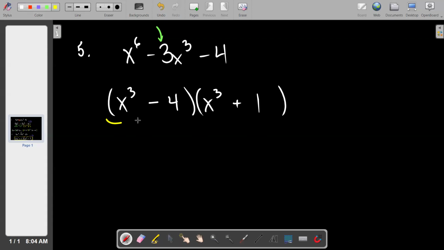What is this guy, the yellow guy? Dead. 4 ruins it. He tried to be a difference of cubes, and then 4 came in and said, sorry, my bad. What about little green fellow? What's he? He's a sum of cubes, where A is equal to x and B is equal to 1.